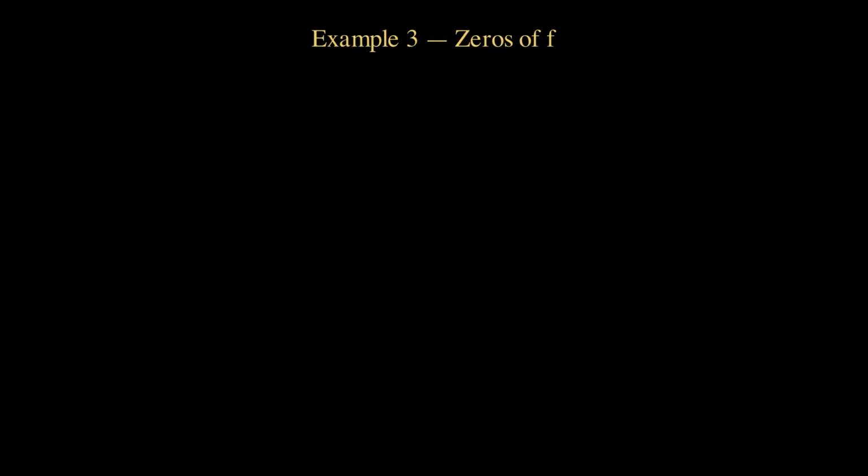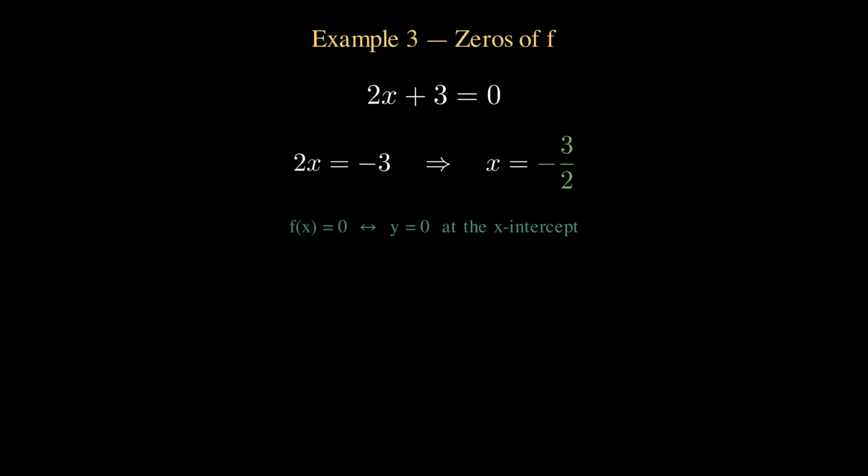Example 3, solving. For the same linear function, f of x equals 2x plus 3, find x such that f of x equals 0. Set 2x plus 3 equal to 0, subtract 3, then divide by 2, so x equals negative 3 halves. That x value is where the graph crosses the x-axis if you choose to graph it. This is the same algebra as y equals 0 in plane coordinates. The notation changed, not the meaning.